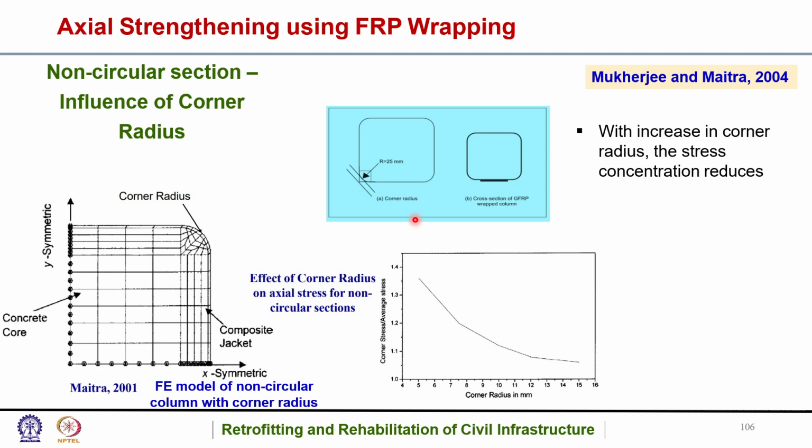So basically, it was found that non-circular sections had an influence of corner radius. Okay, so the effect of corner radius on axial stress for non-circular sections: the more the corner radius, the lesser the corner stress. And this is the FE model of a non-circular column with corner radius, if you can see. So with increase in corner radius, the stress concentration reduced drastically.